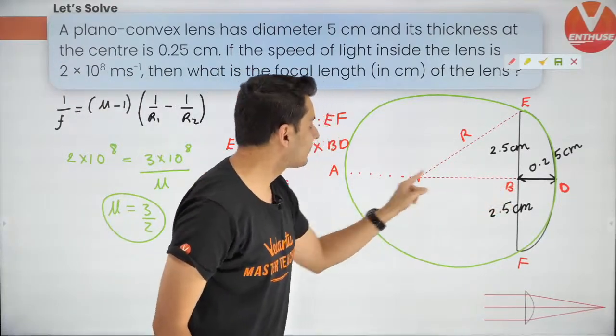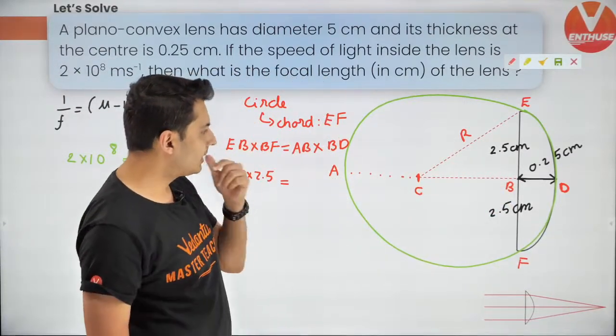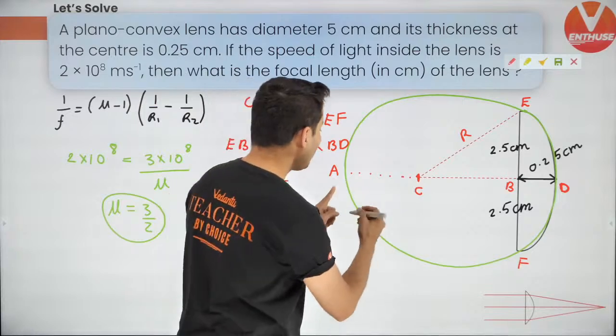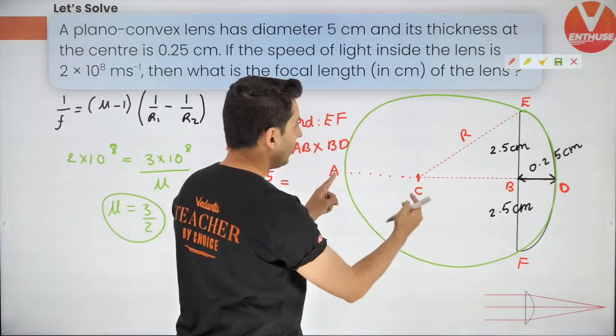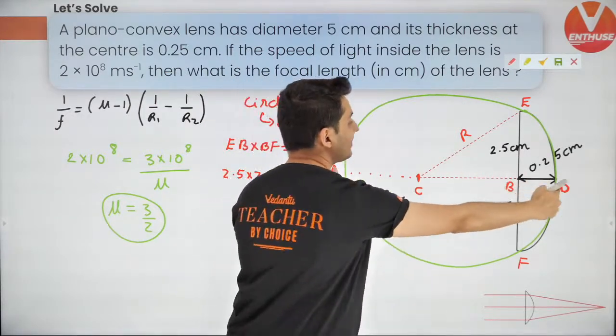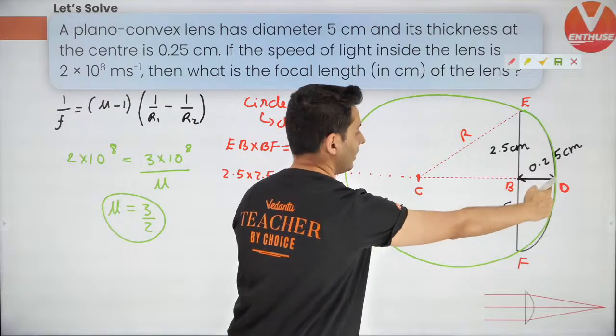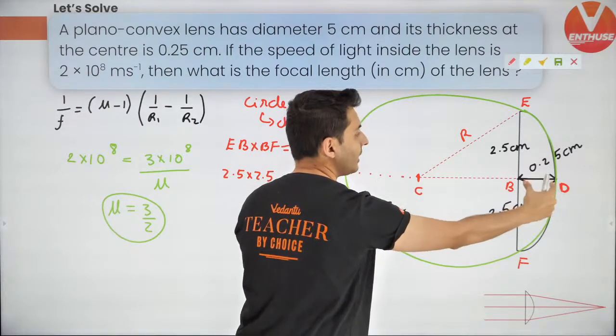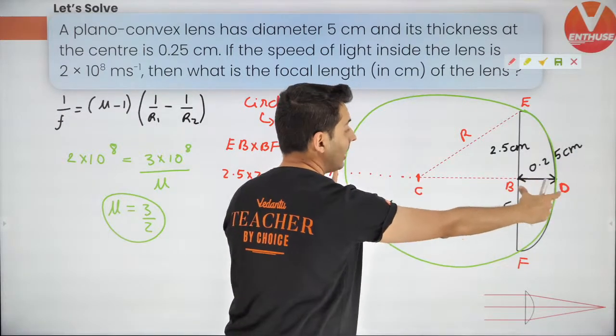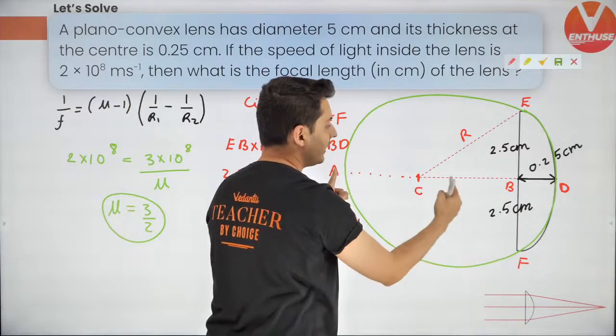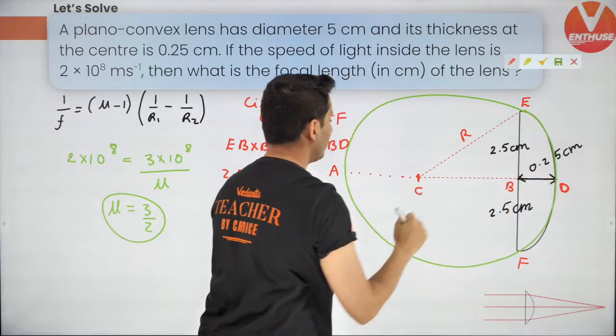What is A to B? Acha. For that, think this way. Whole A to D is twice the radius, R plus R. So A to B will be the diameter minus 0.25, that is, radius plus radius minus 0.25.